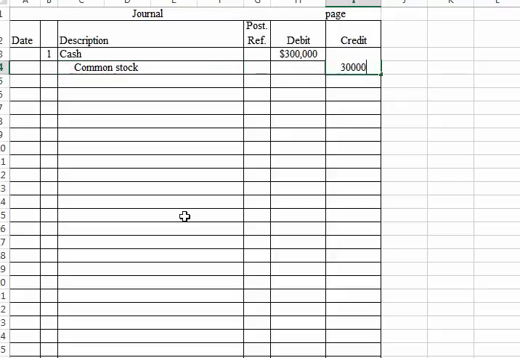Now, if there was a par value assigned to the shares, we'd just credit common stock for the par value amount, and then credit another stockholder's equity account for the excess received over par. We'd call that paid in capital in excess of par common stock. But they don't use that account here, so I'm not going to either.